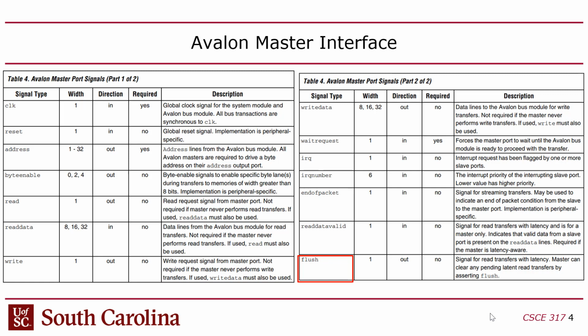Then there's a byte enable, and the byte enable is used because it's a parallel bus. The width of the data on the bus can be, this is showing 8, 16, I guess it only goes up to 32. I'm thinking of AXI, which can go up to 512. I guess Avalon only goes up to 32. I'm kind of surprised about that.